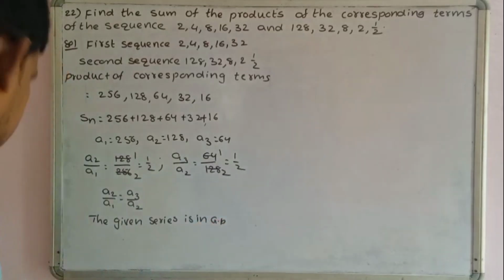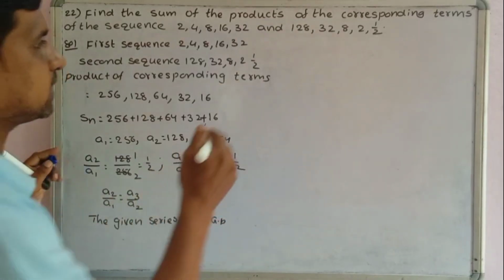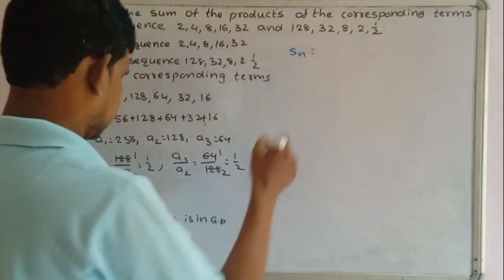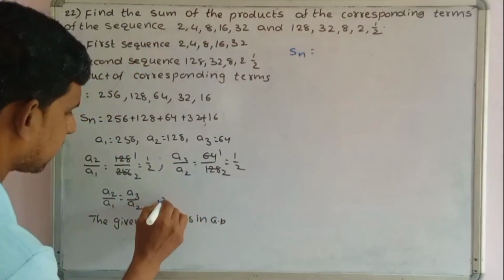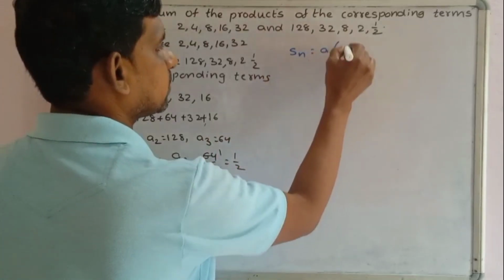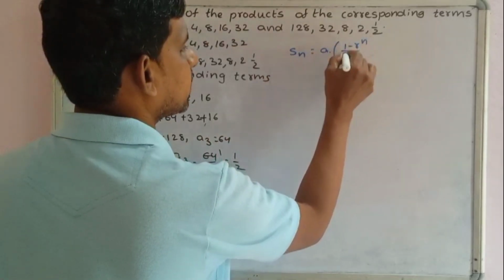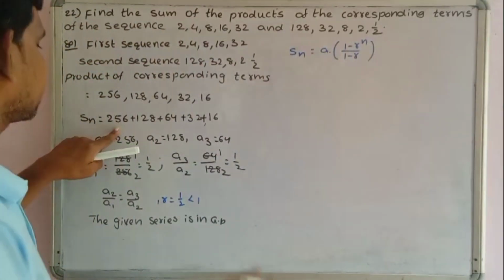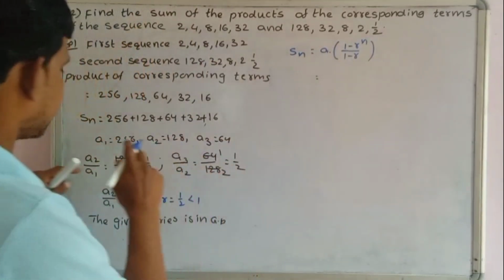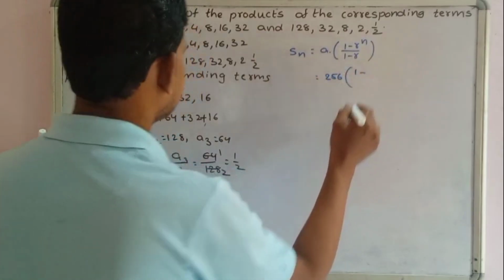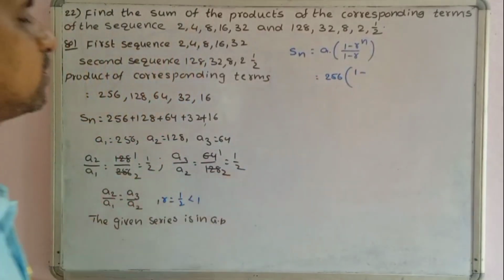Okay, so see the sum. What is the Sn formula? Here, what is R? R is 1 by 2, which is less than 1. So Sn equals A into 1 minus R power n by 1 minus R. Okay, so this is the Sn. What is the A value here? 256 into 1 minus R value, half.